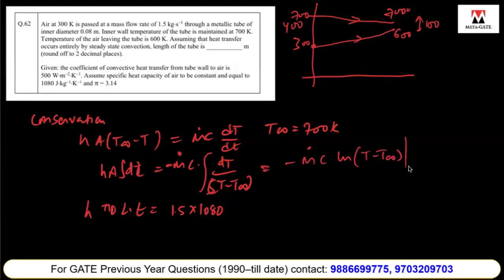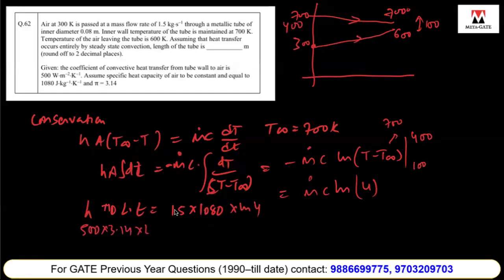If you apply it from 100 to 400 with T infinite 700, I have already applied the difference. It is m dot C ln of 400 by 100, which is 4. This is equal to h, given as 500, into 3.14 into L, and m dot I have transferred here, which is 1.5 into 1080 into ln 4. And the diameter I forgot to mention is 0.08 meters.